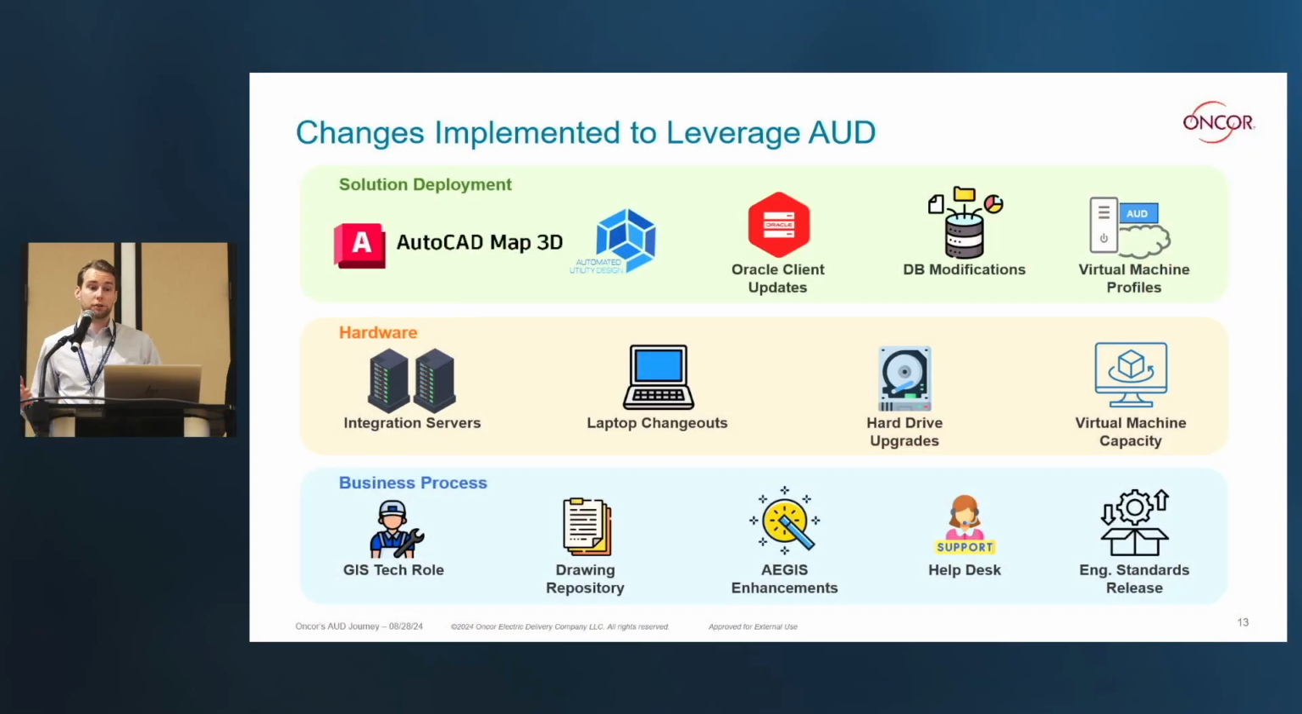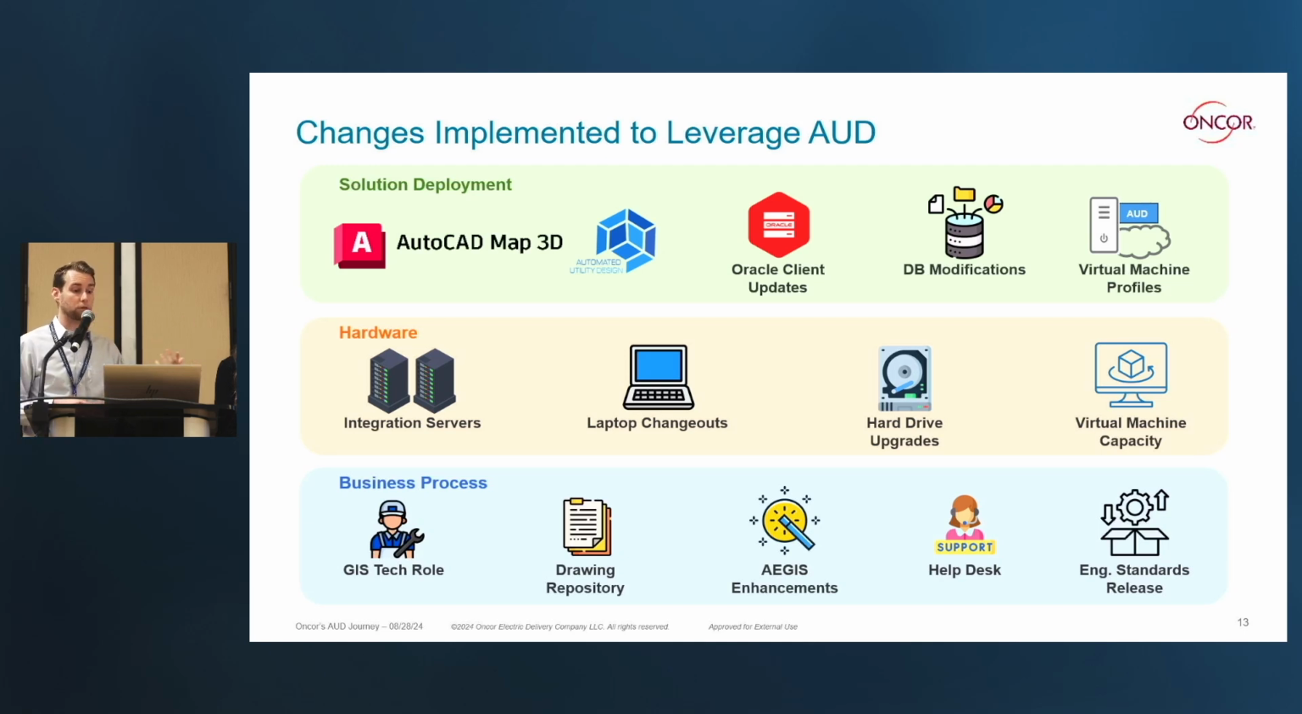Cool. All right, I'm going to move on to how we implemented some things to leverage AUD. So for solution deployment, obviously we rolled out AutoCAD and automated utility design. I wish it was that easy, just ending there, but there were a lot more things that we had to do on top of that. So I'm sure you all have battled some of these same challenges, but I'm going to walk through a few of these just so you guys are aware of some of the more complicated things that we had to tackle.